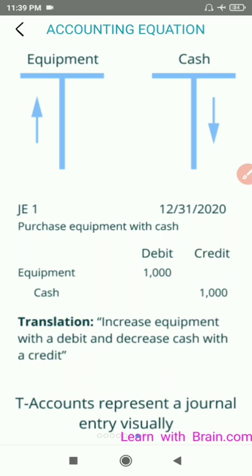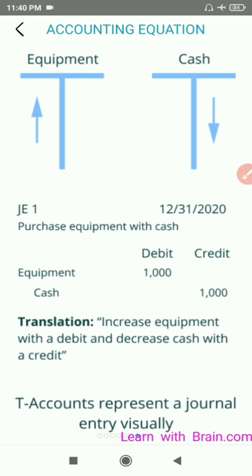Why is equipment debited? Equipment is an asset. So that's why we have debited. It increases; it comes into the business. Equipment account increases, that's why we have debited the equipment account. Cash account is also an asset. Now the cash account decreases.